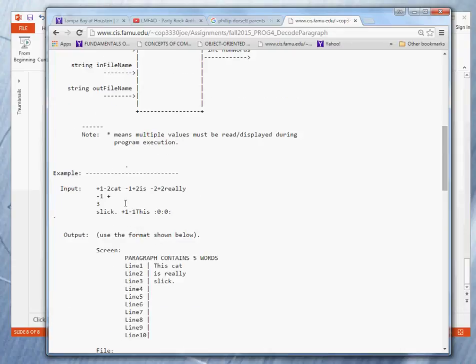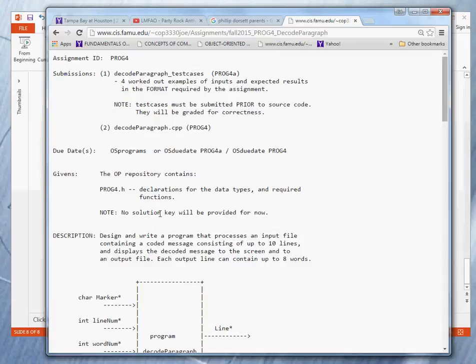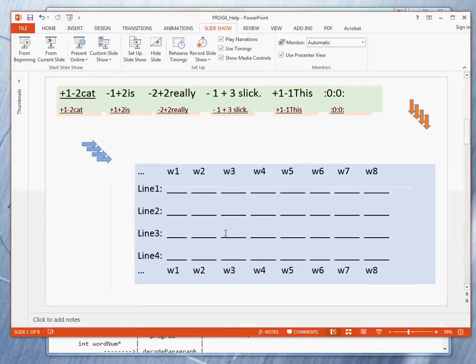So, here's an example where I want to put something on line 1, word 2, word 1, line 2, word 2, line 2, word 1, line 3, and line 1, word 1. And everything is terminated by :0, 0, colon. All right? Now, here's a walkthrough of what happens when you have the input in that example.